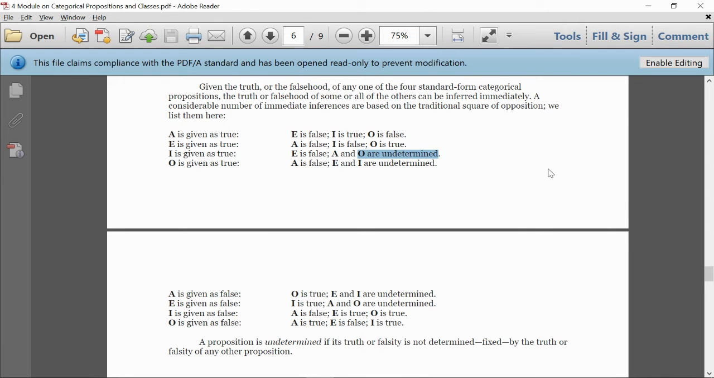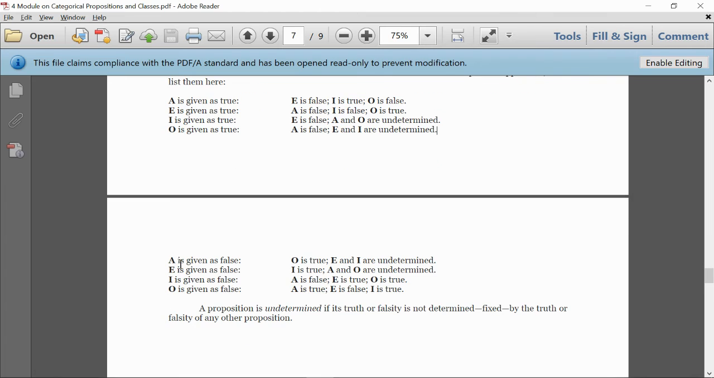Because again, like we said a while ago, the word some can indicate that at least one member of the class is included or excluded. If the O proposition is given as true, proposition A is false, and propositions E and I are undetermined. Now let's go to the false, whether each of them is false.